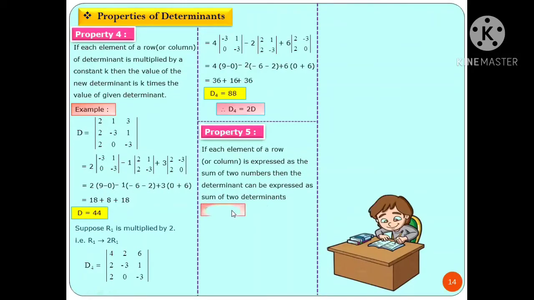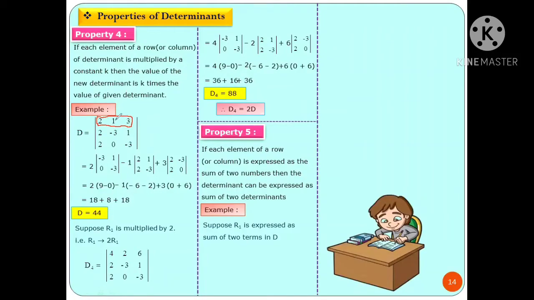Let us see with an example. Suppose R1 is expressed as a sum of two numbers in the determinant. Let us see here determinant D, elements of the first row 2, 1, 3. I can express all these elements of the first row as a sum of two numbers. Simply, the number 2 I can write as 1 plus 1 as two elements, or I have another choice, I can write 2 plus 0. It is also 2.